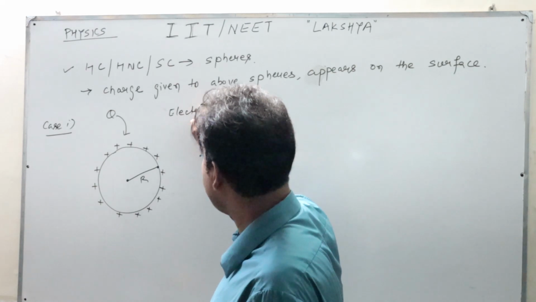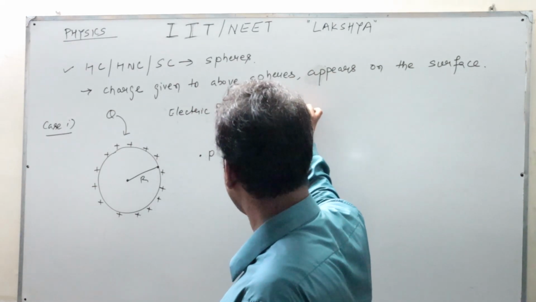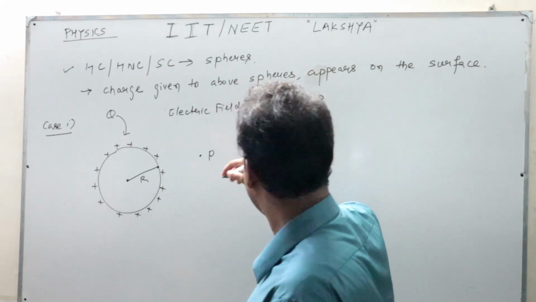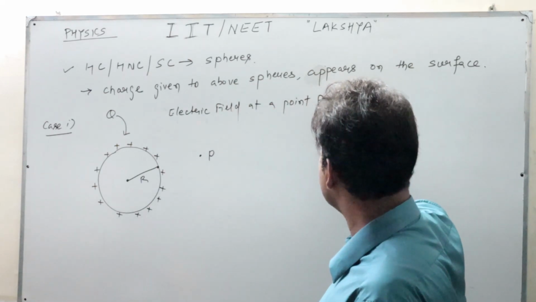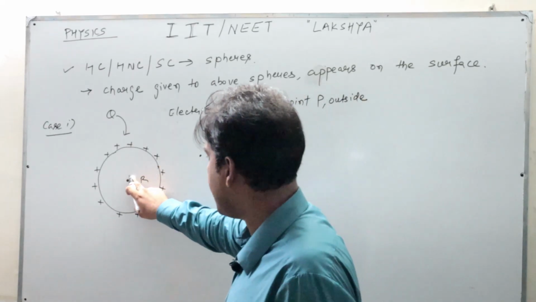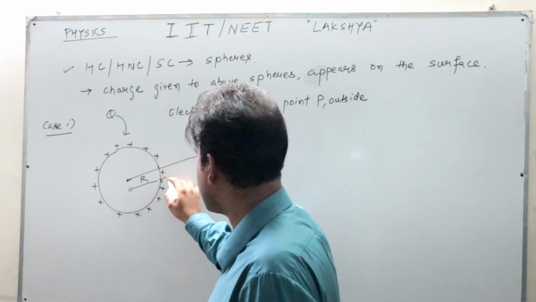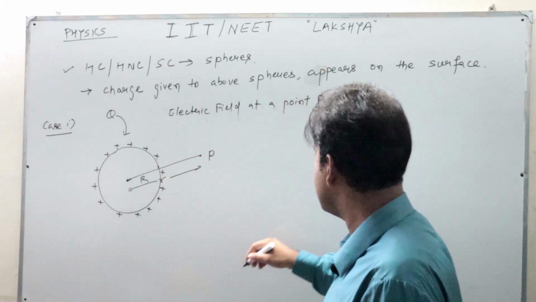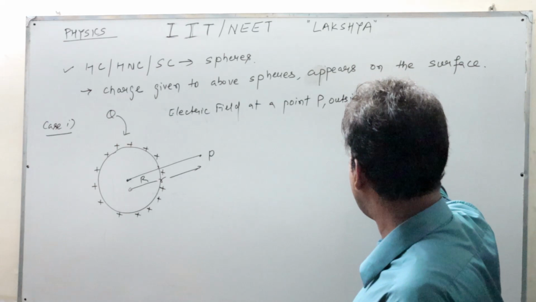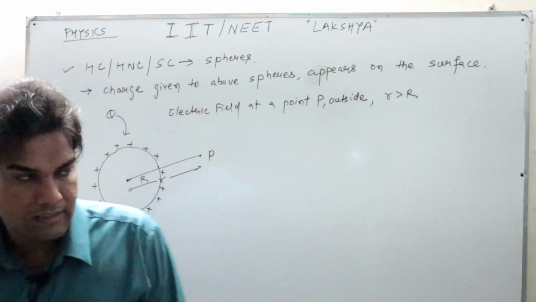So we are calculating electric field at a point P outside the sphere. Let us say that this distance is small r. Can I say that small r is greater than capital R? Obviously I can say r is greater than R.